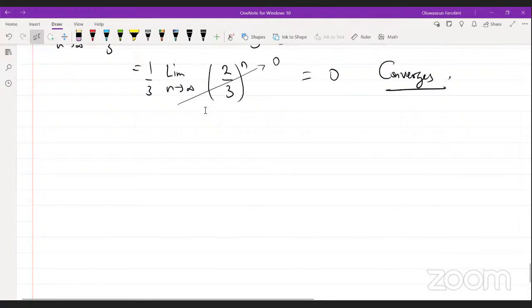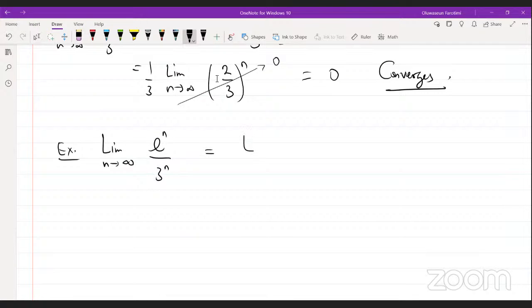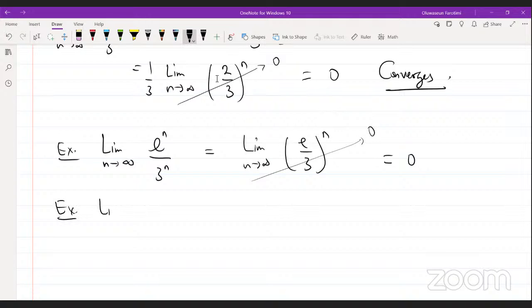Let me give an example that looks like this one I just did. e to the n over 3 to the n. So this guy is almost the same thing we just did some moments ago. What happens? This guy goes to 0. It's a small number raised to a very huge number, 0.